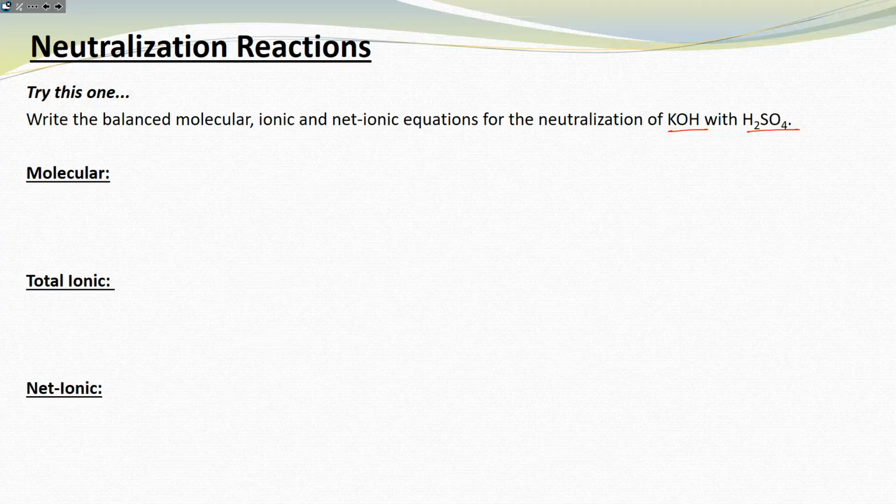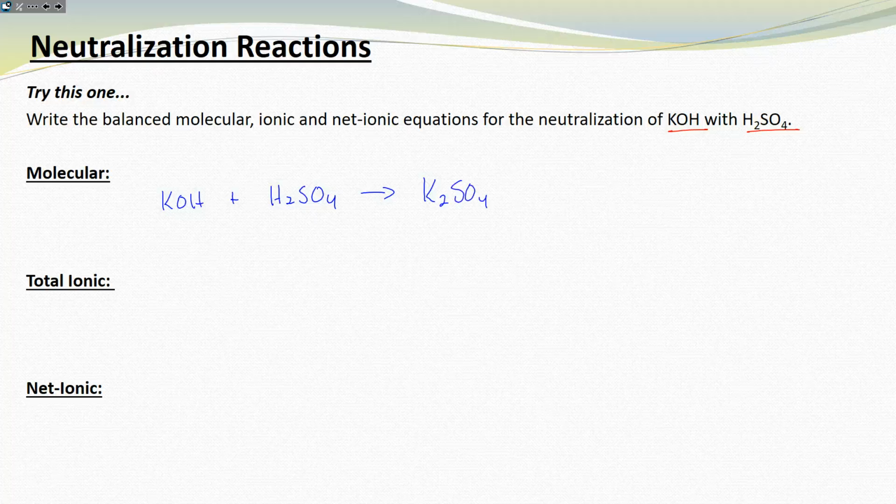So I'm going to write my KOH plus H2SO4, and we're going to make, so K goes with SO4, that'll be K2SO4, and H2O. And now we'll have to go back and balance this. So I've got 2 potassiums there, so I need to put a 2 here. And now that means on the reactant side I have 4 hydrogens, so if I put a 2 there, that gets me my 4 hydrogens, and my oxygens are balanced, and so are my sulfates.